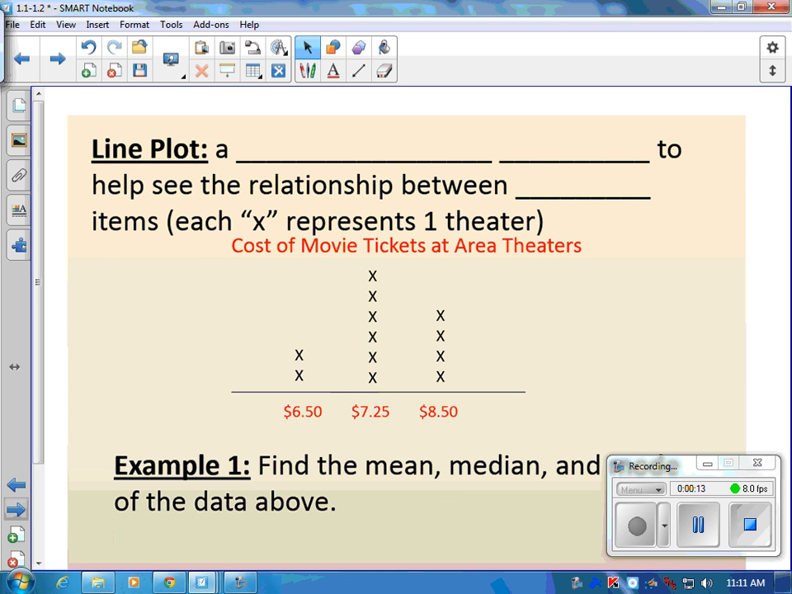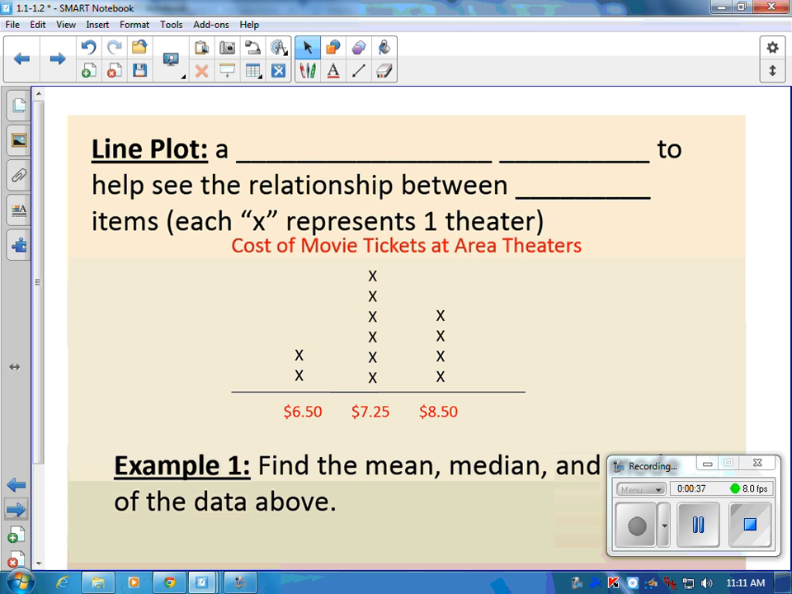So now we've got this set of data. And first of all, I need to know what is a line plot. So somebody raise your hand and tell me what you got for a line plot. Zach. Simple graph that helps us see a relationship between data. So a line graph, a line plot, sorry, there is a difference.